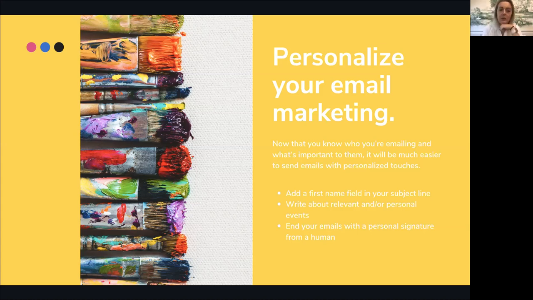When you see something with your name on it, you're more likely to read it. You can add that in the subject field. You can add it into the first line of your email. Make sure you're writing about relevant and personal events, things that you know your audience is going to be interested in. And then another great thing that you can do is take your digital signature and put it at the bottom of your email.